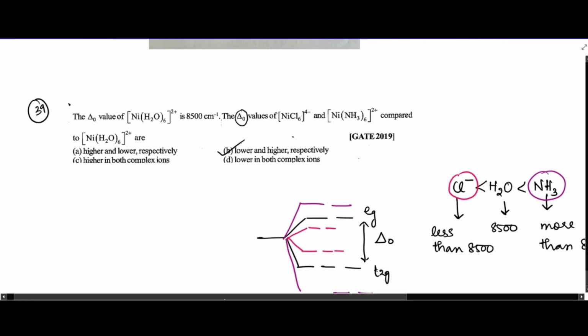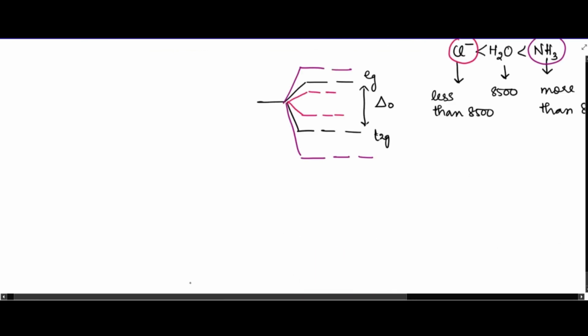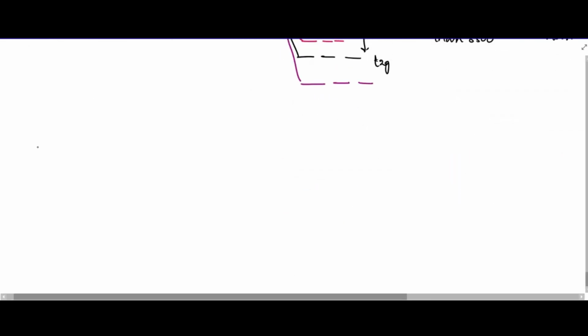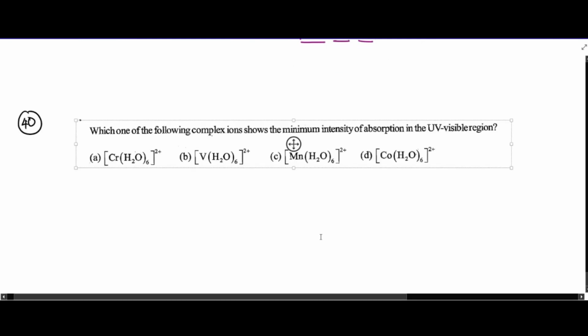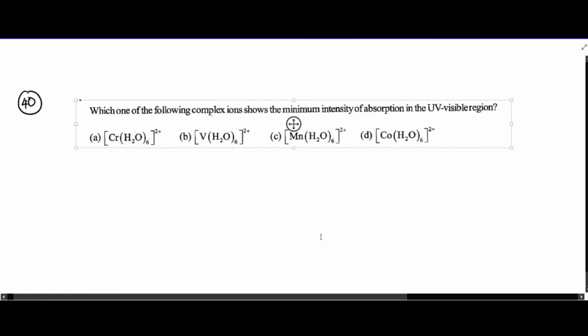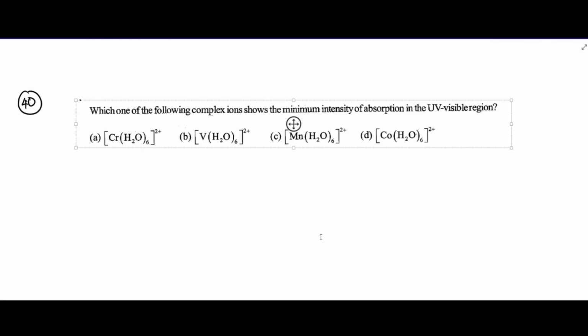Okay. Okay. Next question, question number 31, 40. Which of the following ions show minimum intensity of absorption in UV visible region?